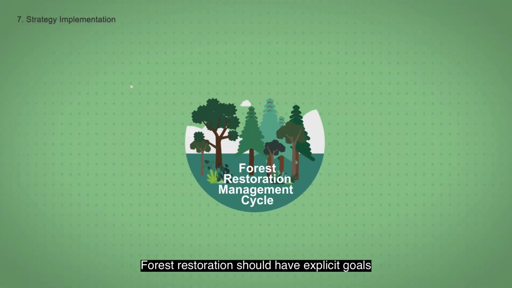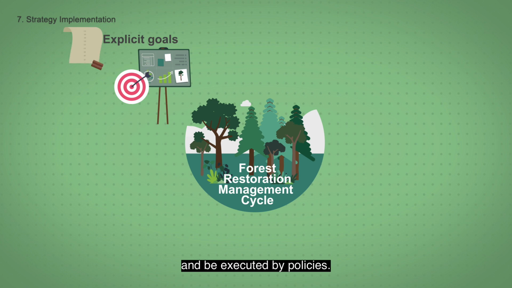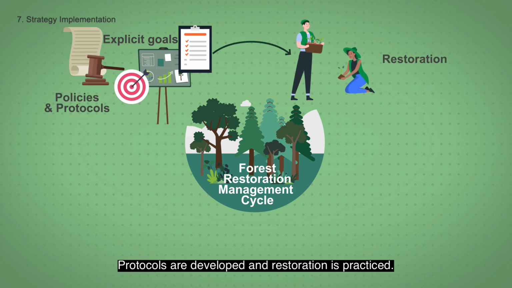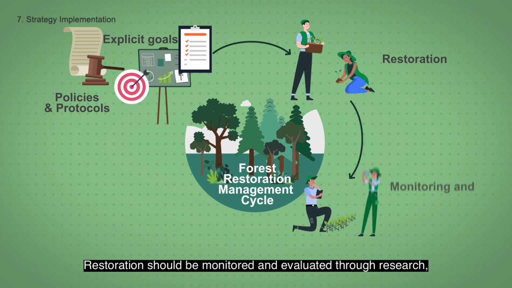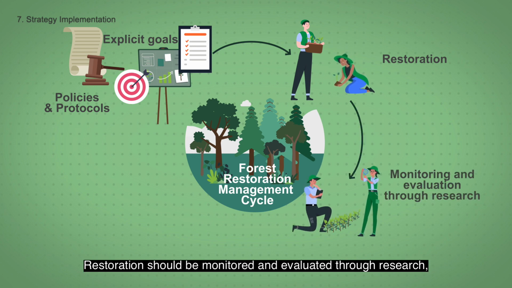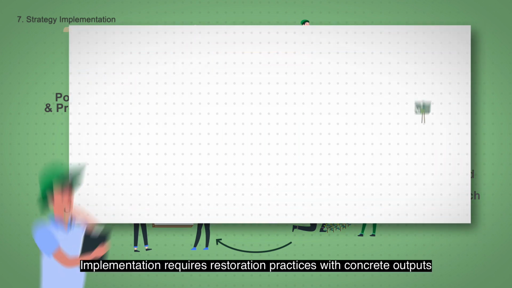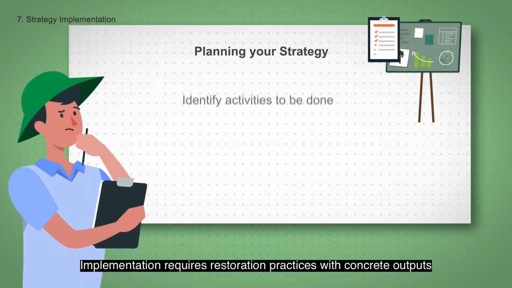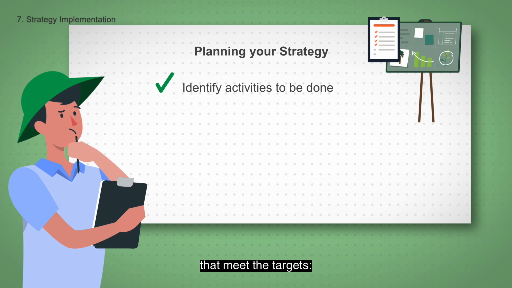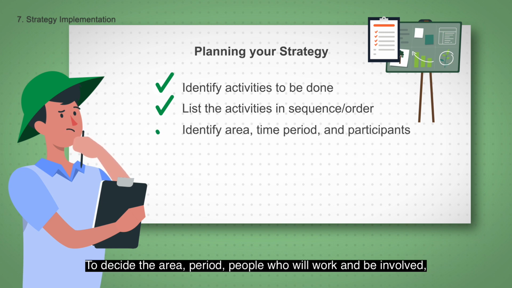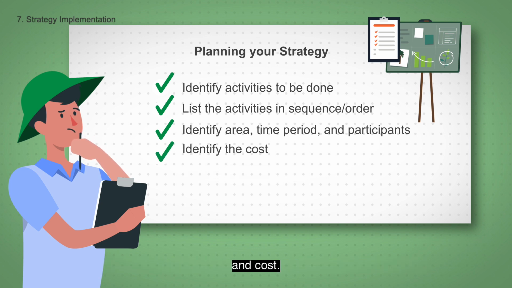Forest restoration should have explicit goals and be executed by policies. Protocols are developed and restoration is practiced. Restoration should be monitored and evaluated through research, and then modified based on its results. Implementation requires restoration practices with concrete outputs that meet the targets. To identify activities, list the sequence of work to be performed, and decide the area, period, people who will work and be involved, and cost.